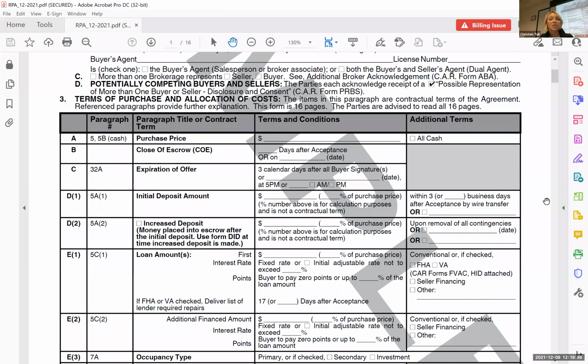And then if it's all cash, to the right you can click all cash, which will make some subsequent changes throughout the rest of the RPA grid box here. Close of escrow. So we have 2 options here. The first one would be a time frame from the date of acceptance, which is more commonly used. The second is a finite date. A finite date is very tricky when you're writing an offer because you have no control over how long the potential counter or acceptance process is going to take.